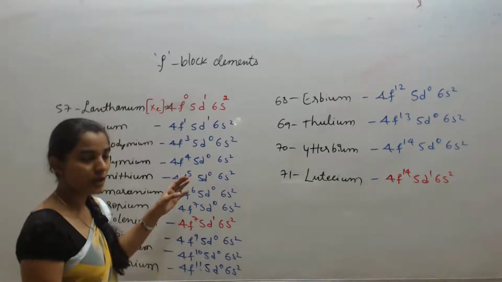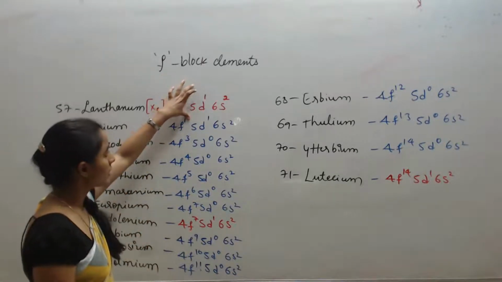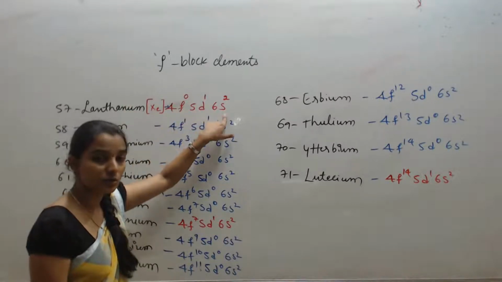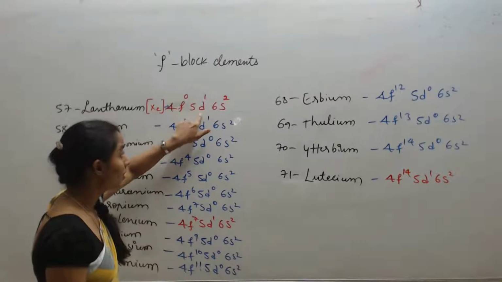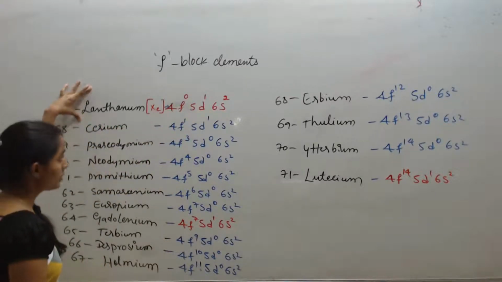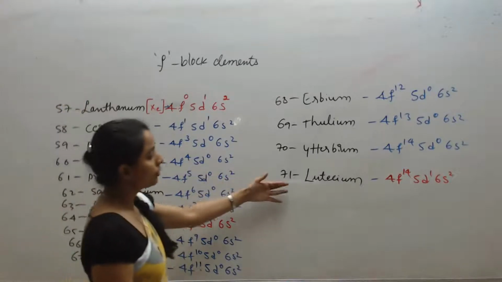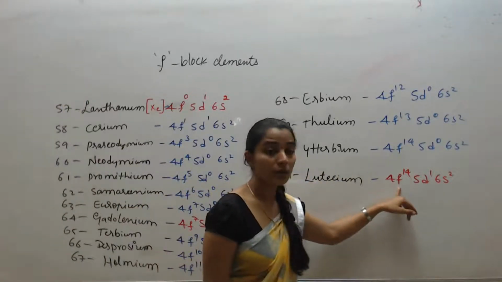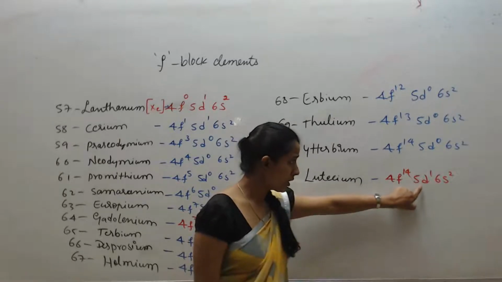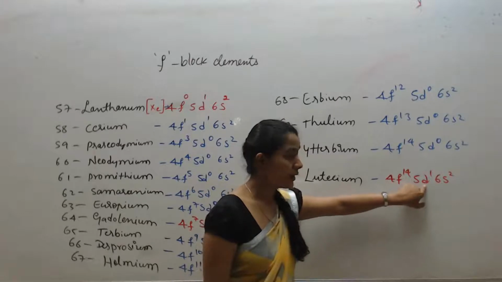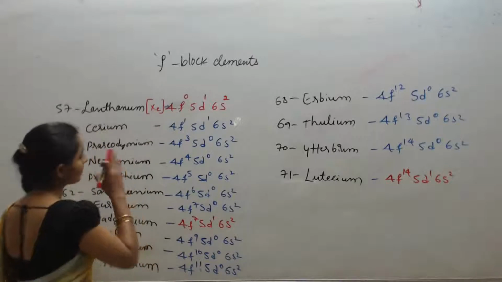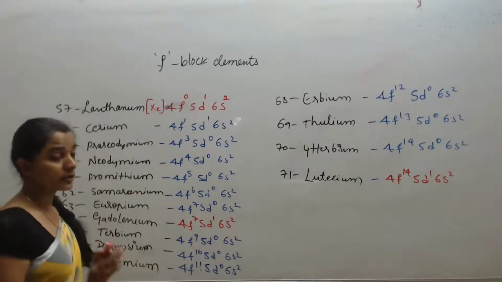Like it is present in the third group. You may check in the periodic table. In the third group, lanthanum is present. So configuration is 4F0, 5D1, 6S2. That electron enters into what? D subshell. So it is considered as a D block element. Similarly, lutetium has 4f14 configuration. So completely filled configuration means the last electron enters 5d1. Again, this is also considered as a D block element. The lanthanum and lutetium, of course, are not considered as F block elements.